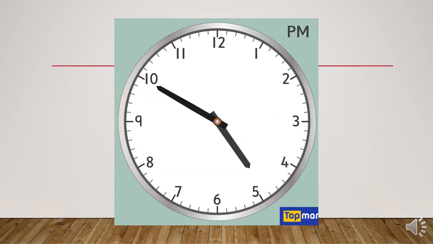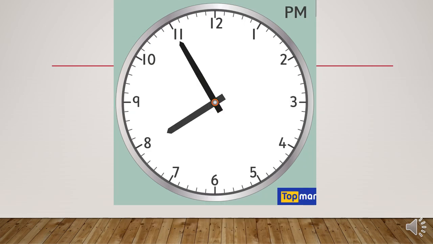Now I've taken that little visual aid away because I don't think we need it anymore. If we have a look at this one, we look at the minute hand first. I'm going to count backwards from 12. 5, 10. 10 minutes to the next hour. And if we look at the hour hand, it's gone past 4 and it's going towards 5. So it's 10 to 5.